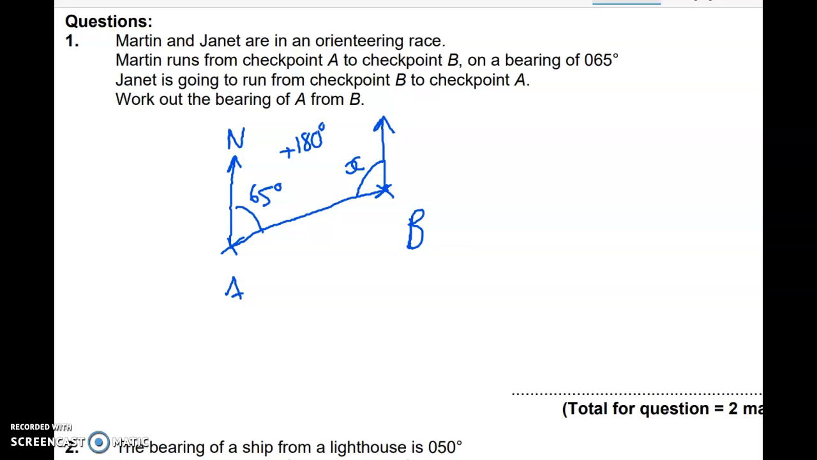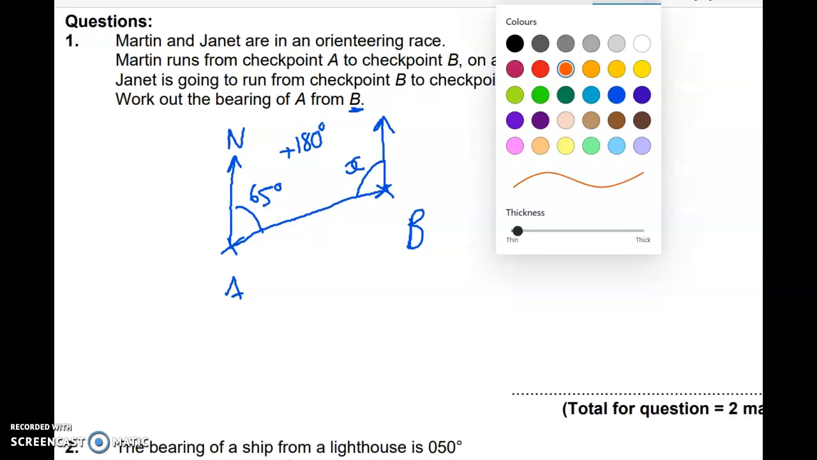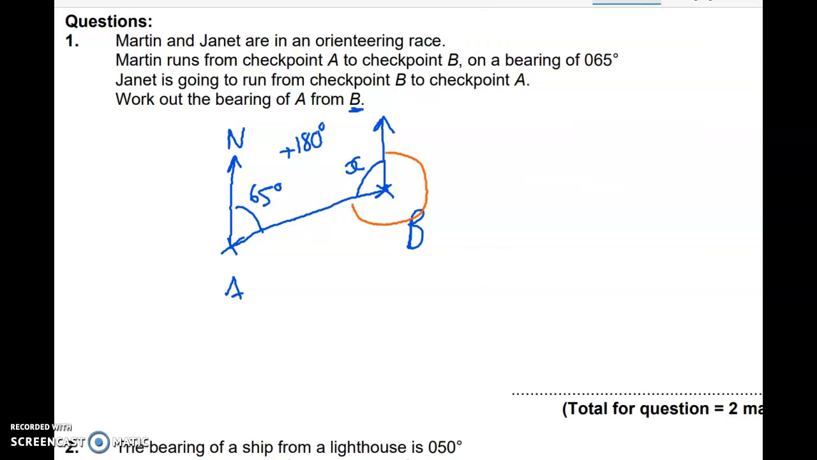Then it says work out the bearing of A from B. So it means you're standing at B and you're turning clockwise to face A. Turning clockwise to face A means you're going from your north line, turning all the way to there. So we know that the whole turn at B is 360. So we're going to do 360 minus our interior angle, our co-interior angle there, and that is how you work out the bearing of A from B.